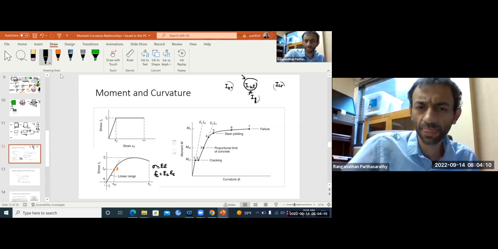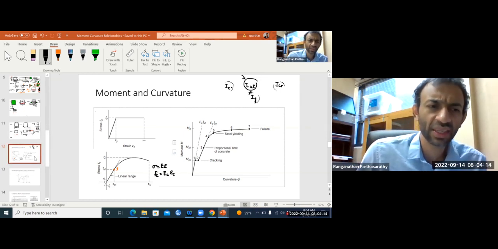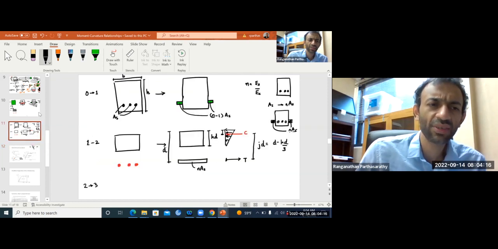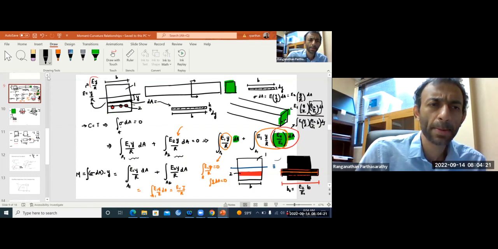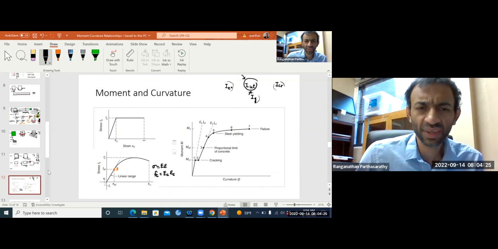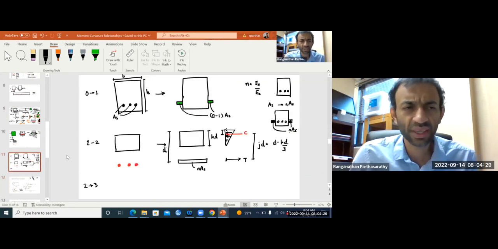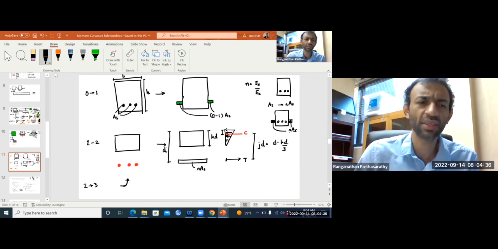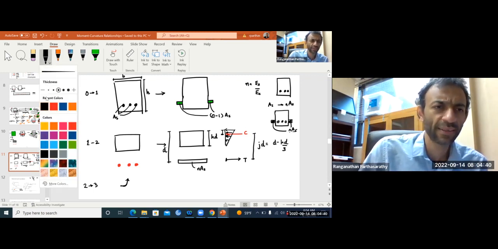That means, up to that point, we are still linear. So from 2 to 3, we can still use exactly the same analysis that we used in 1 to 2: same cracked section, same everything. Now come to 3 to 4.